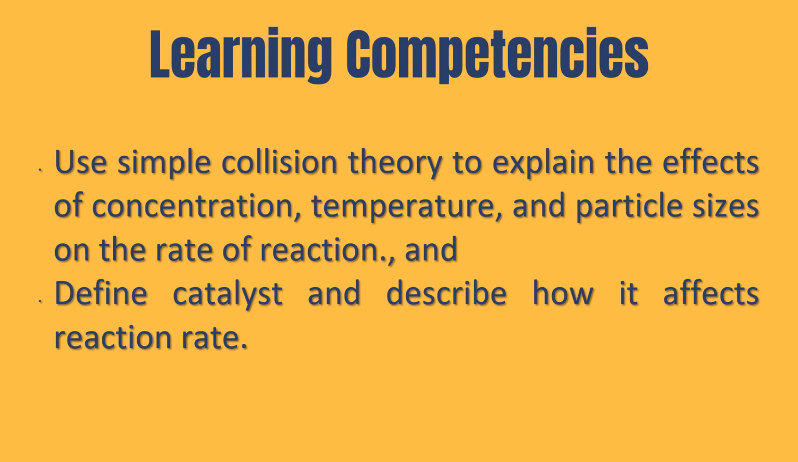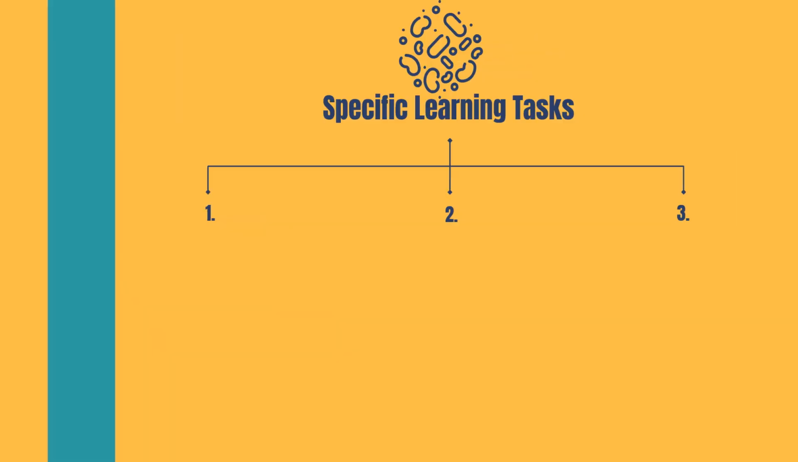Use simple collision theory to explain the effects of concentration, temperature, and particle size on the rate of the reactions. And the second one, define the catalyst and describe how it affects reaction rate.